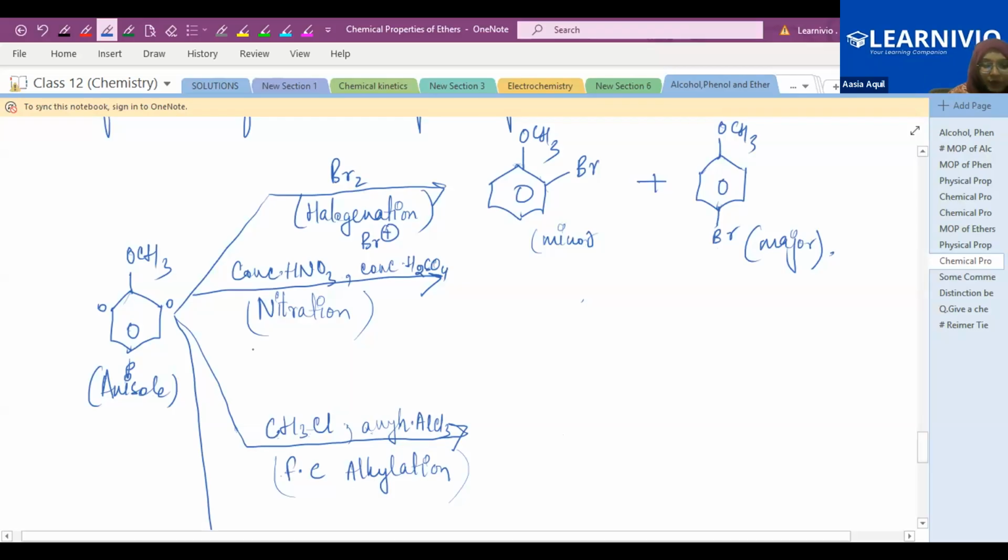And here what will be the nucleophile? The species in the nitration is NO2 plus. This is the nucleophile. Sorry, electrophile. What I'm saying, because we are just doing electrophilic substitution, not nucleophilic. So this is the electrophile over here.